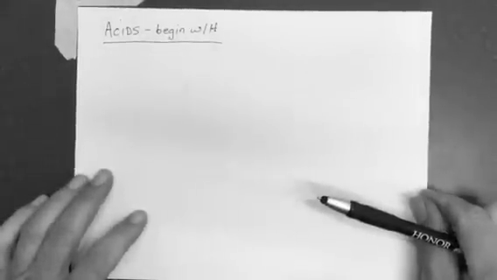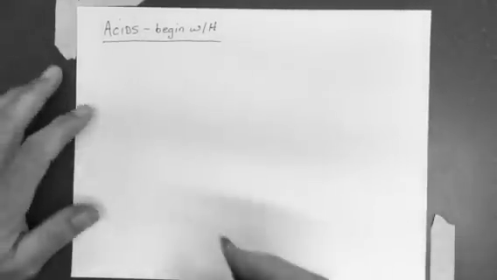All right, here's our last type of naming or nomenclature. We're going to learn how to name acids. Acids are solutions that can be recognized because they begin with the letter H. So let's learn how to name those. Those have yet another type of nomenclature system.